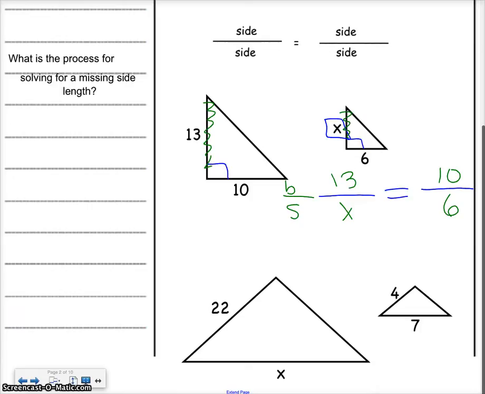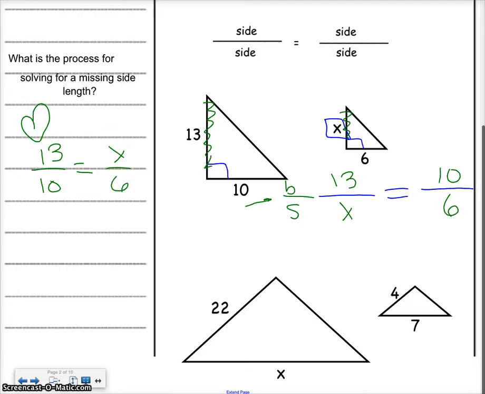A lot of my kids, most kids, like to say 13 is to 10 as x is to 6. That is the most popular proportion. My brain likes the first one we did better. About 80% of kids make this proportion. It'll give you the same thing. So notice this was side is to side as side is to side. So tall is to the horizontal as tall to horizontal. Whatever you do, just follow the pattern you choose.